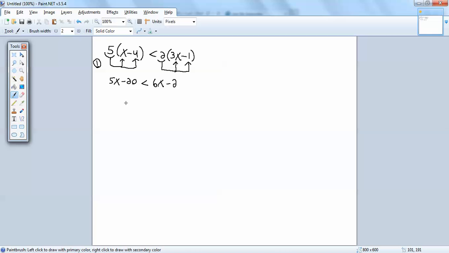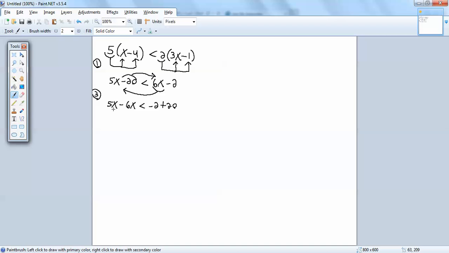Step 2, get rid of fractions. Don't have any. Step 3, get everything with an x on the left side. So I'll take this 6x and move it over to the left side, and numbers on the right side. So I take that negative 20 and move it over here. Now when you move anything across your inequality symbol, the sign changes. So the positive 6x becomes a negative 6x. The negative 20 becomes a positive 20.